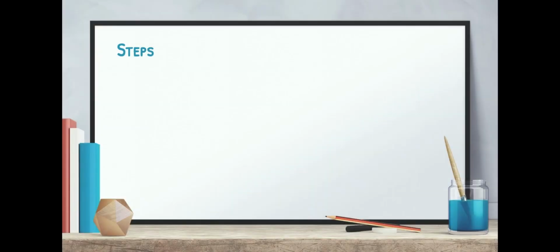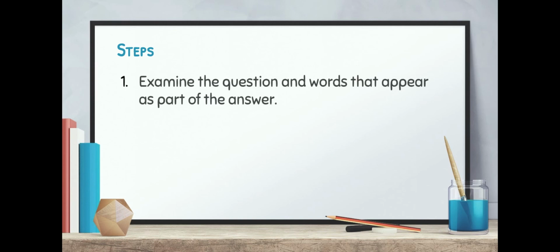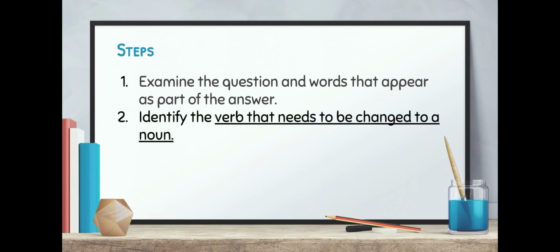Let's review the steps you need to transform sentences by changing verbs into nouns. First, you need to examine the question and words that appear as part of the answer. Next, you need to identify the verb that needs to be changed to a noun. You can do this either by changing the spelling of the word or adding suffixes.